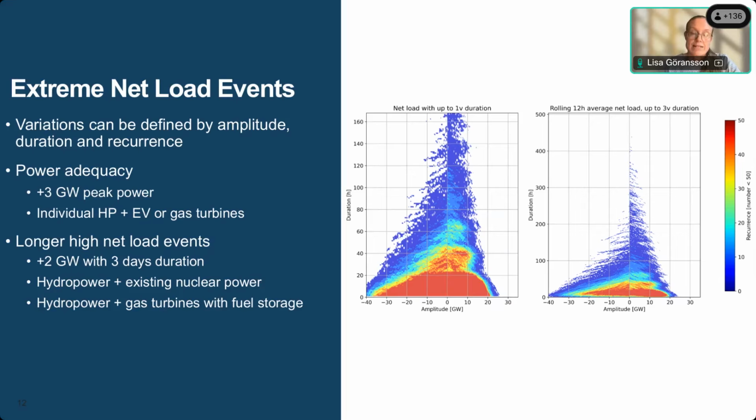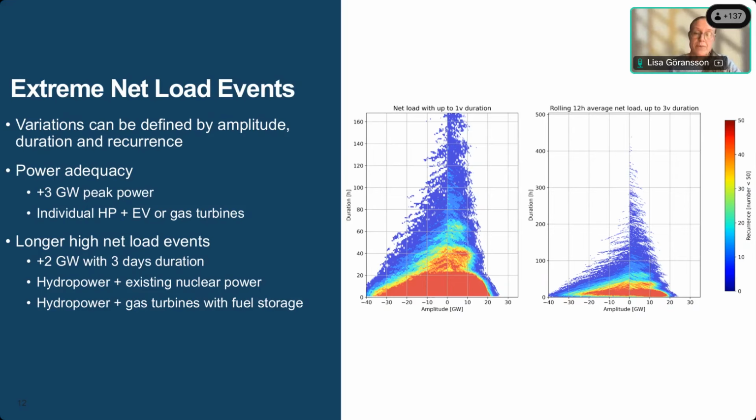And when we did that analysis, we found that we need an additional 3 gigawatts of peak power compared to the calculations from our capacity expansion models. And this could either be supplied from the demand side using individual heat pumps to control these. We have around 5 gigawatts of individual heat pumps in Sweden, or by additional gas turbine investments.